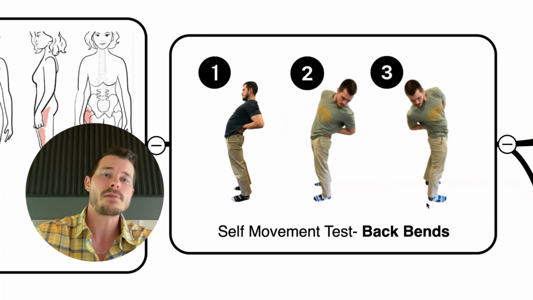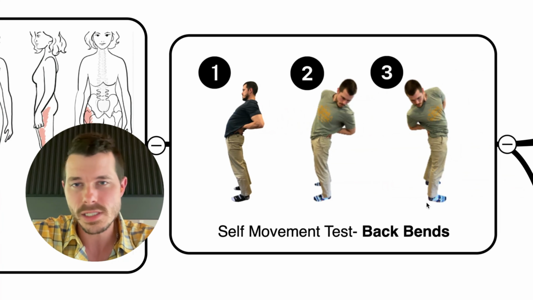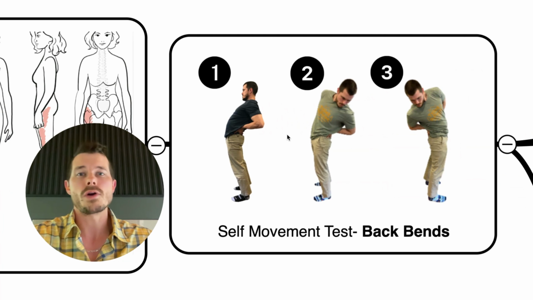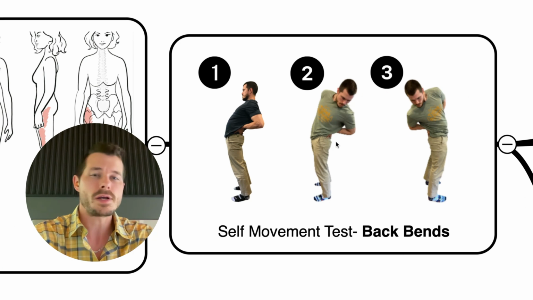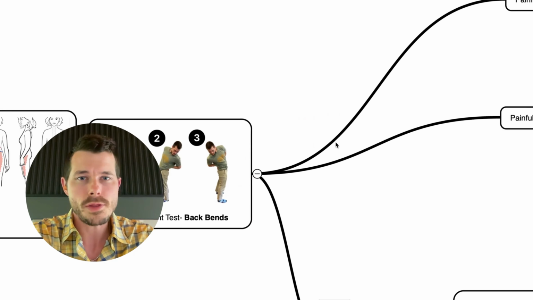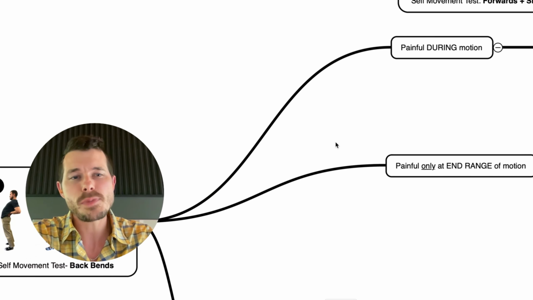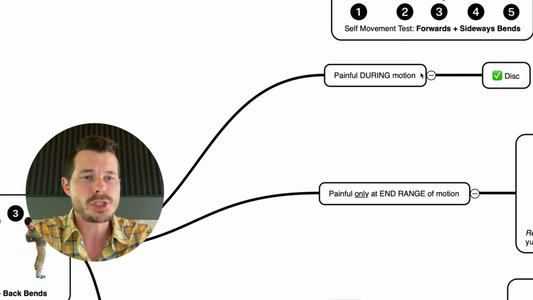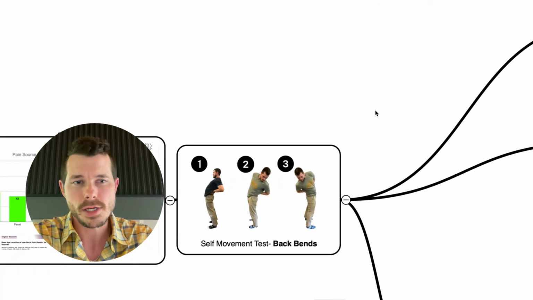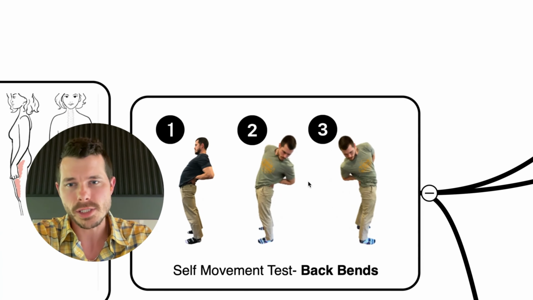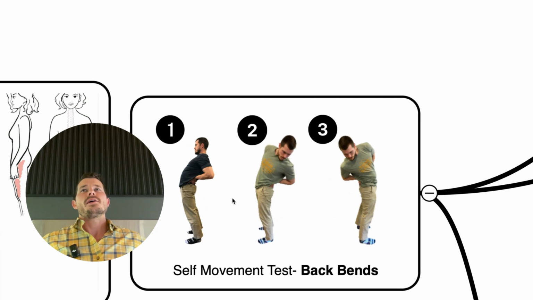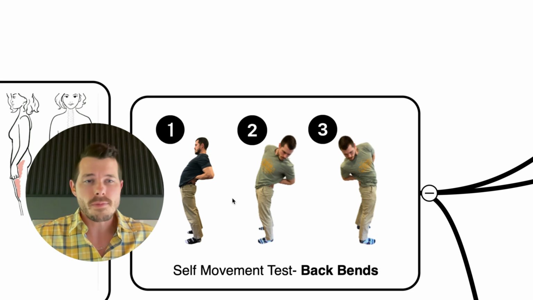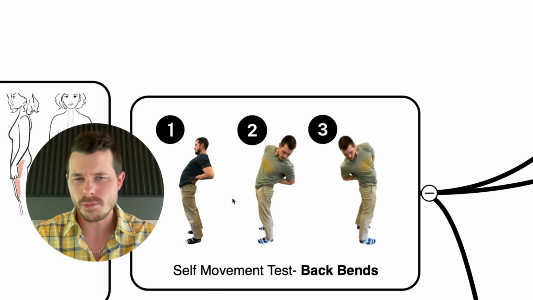So go through the same self-movement test. Go through these back bends. Straight back bend, rotate to the left, bend straight back, rotate first all the way to the right, bend straight back, and one of three things is going to happen. If you experience pain during the motion, let me be clear. If you're going through one of these motions and as you start to bend backwards, you feel a little bit of a catch, and then maybe you feel some pain at the end range, and/or as you come up from the back bend and you return to standing, you feel a little bit of a catch.